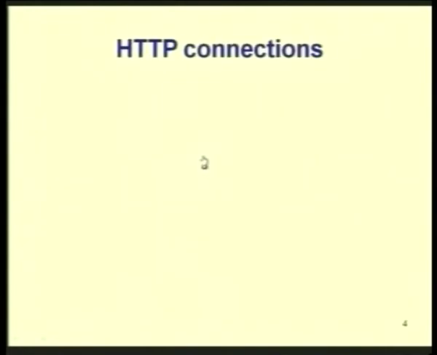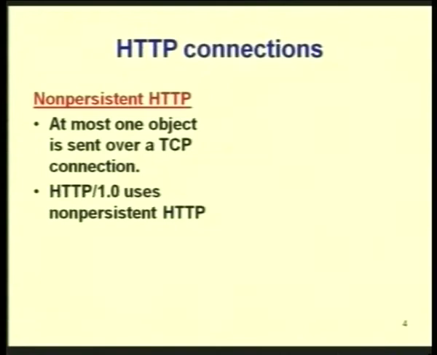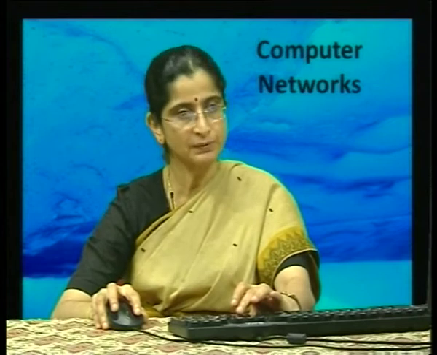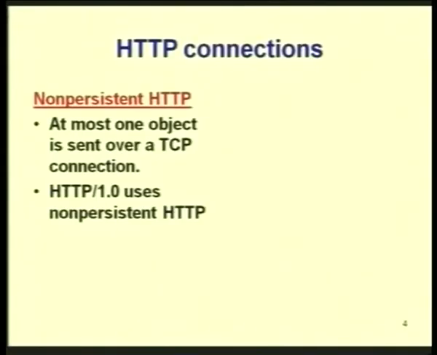Now, when we talk of HTTP connections, we talk about non-persistent HTTP and we talk about persistent HTTP. In non-persistent HTTP, at most one object is sent over a TCP connection. Remember that the HTTP protocol runs on top of the TCP protocol. So, a TCP connection is to be established for the data that is to be transferred by the HTTP protocol. In non-persistent HTTP, for every object that is to be retrieved, a separate TCP connection needs to be established. The HTTP 1.0 version uses the non-persistent HTTP mechanism.